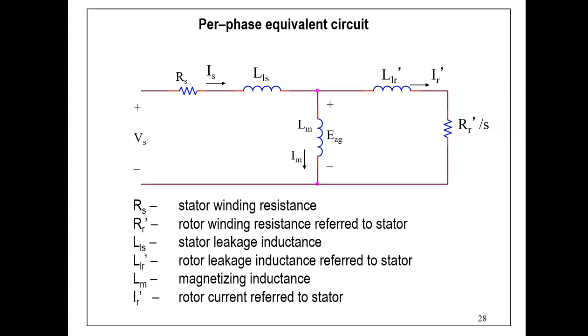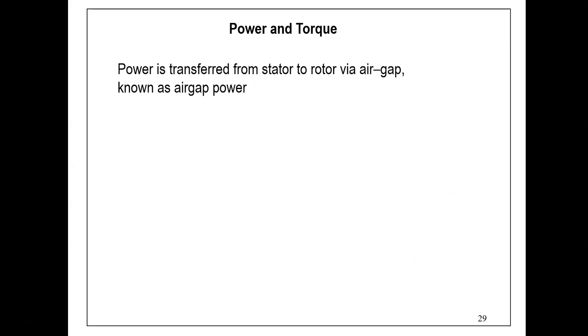In this equivalent circuit, the core losses are lumped together with the windage and friction losses, which is known as the rotational losses. We will use this per-phase equivalent circuit in analyzing the performance of the induction motor. When we supply the three-phase stator with a voltage supply, we are supplying the input power to the induction motor. We know that there is no physical connection between the stator and the rotor. Therefore, the power that goes to the rotor circuit from the stator circuit is via the air gap, and this power is known as the air gap power.